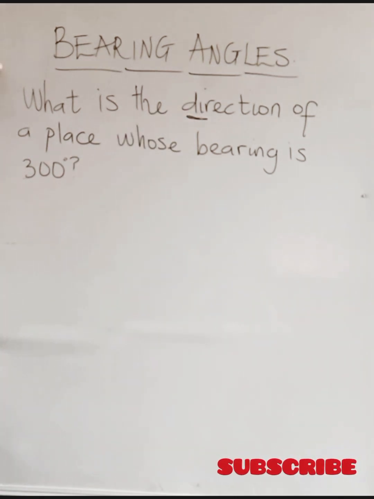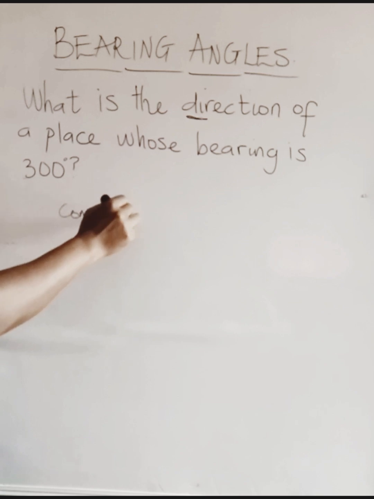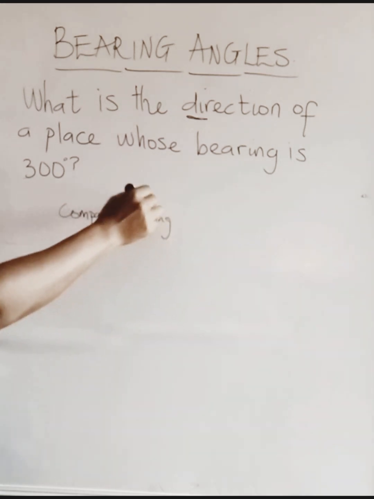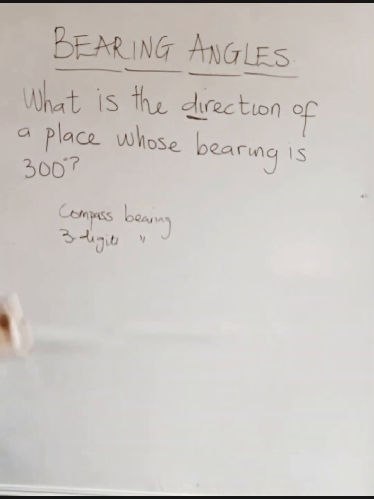Bearing angles can be represented in the form of compass bearing or three-digit bearing. I'm going to explain. An example of a three-digit bearing is this 300 degrees you are given here. It means any bearing angle you are representing must be in the form of three digits. Say for instance, you have a bearing angle that is less than 100 degrees.